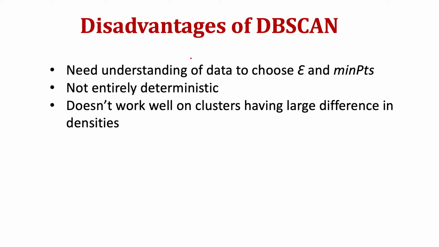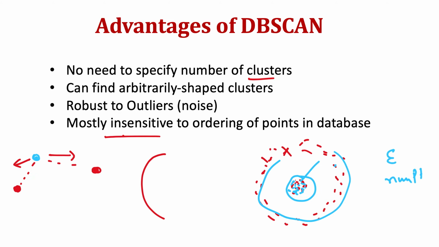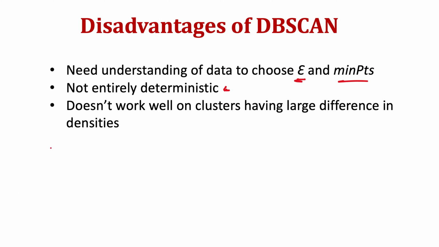Now let's see some of the disadvantages. So this needs some understanding of data in order to choose a proper epsilon and min points, and it may require some experimentation also. And it's not entirely deterministic. It's due to the same reason that this border point may go to this cluster or this cluster depending on the order we pick, but that's not a big deal. And it doesn't work well on clusters having large differences in densities.